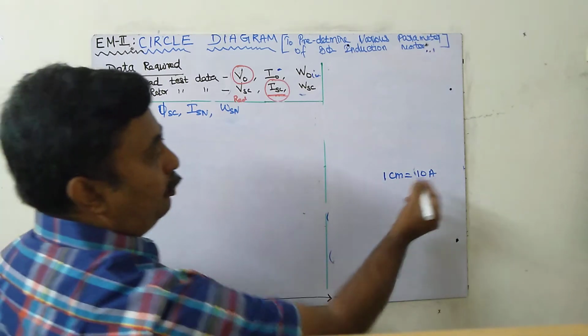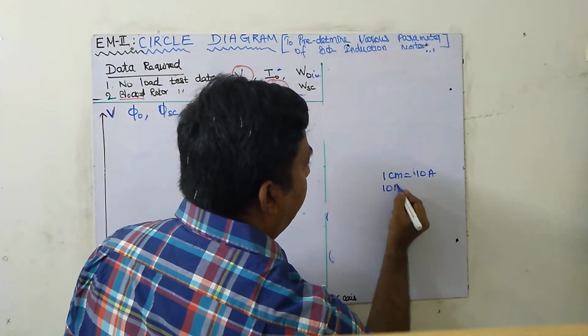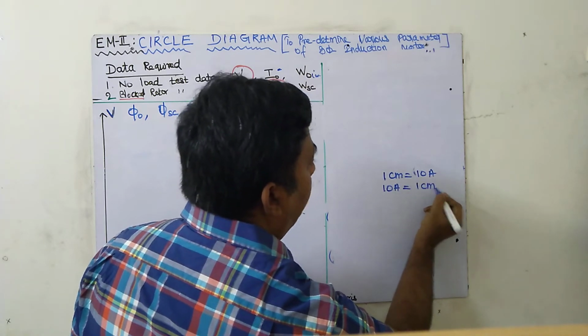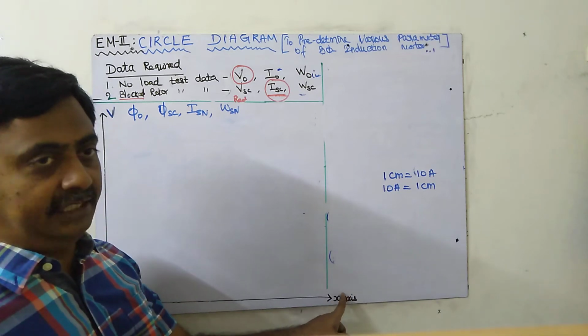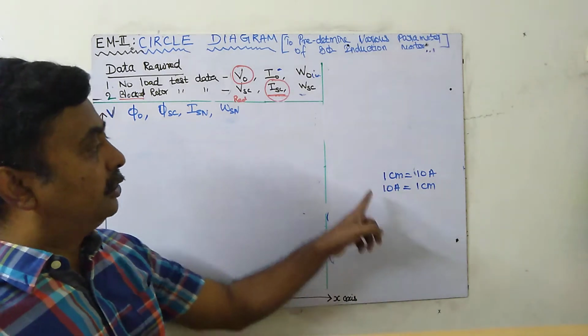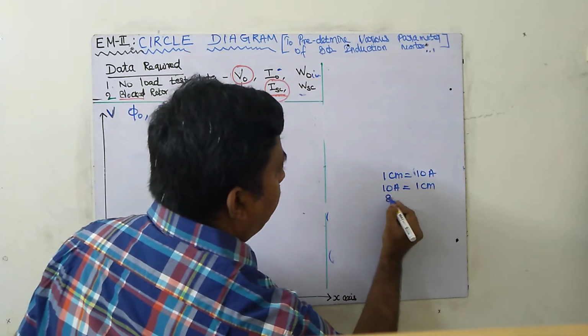For 1 centimeter to 10 amps, reversely I have written. 10 amps equals how much? 10 amps equals 1 centimeter. That's the scale we have taken. Current scale we have chosen in step number 5. Reversely we write: suppose I naught equals 8 amps.